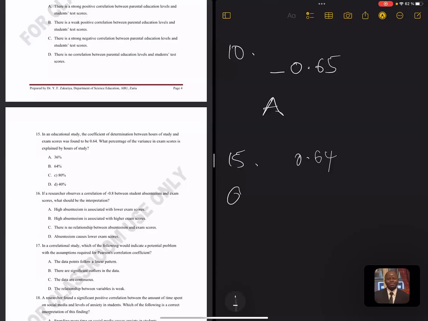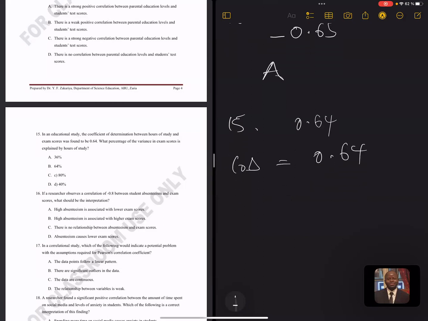Coefficient of determination is 0.64. So what percentage of variance do the two variables have in common? A, 36%, B, 64%, C, 80%, D, 40%. Sir, 80%. Okay, somebody says C, 80%.